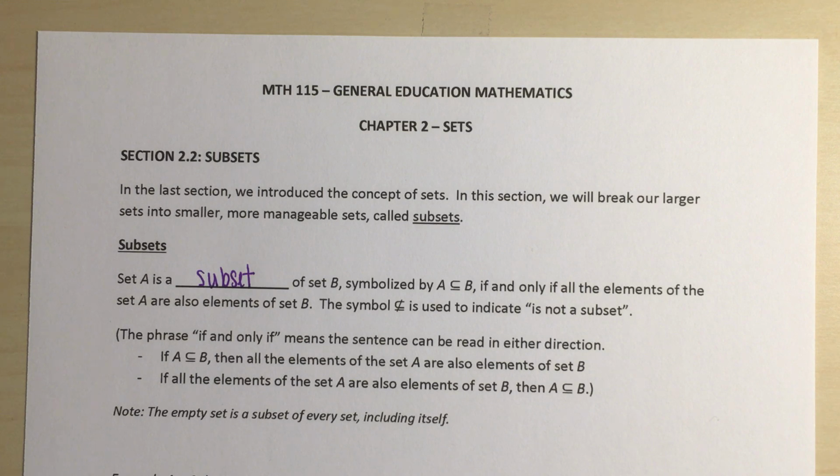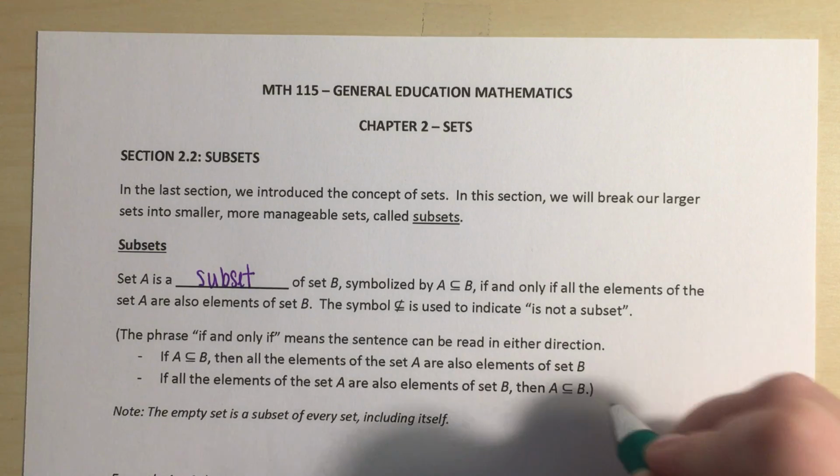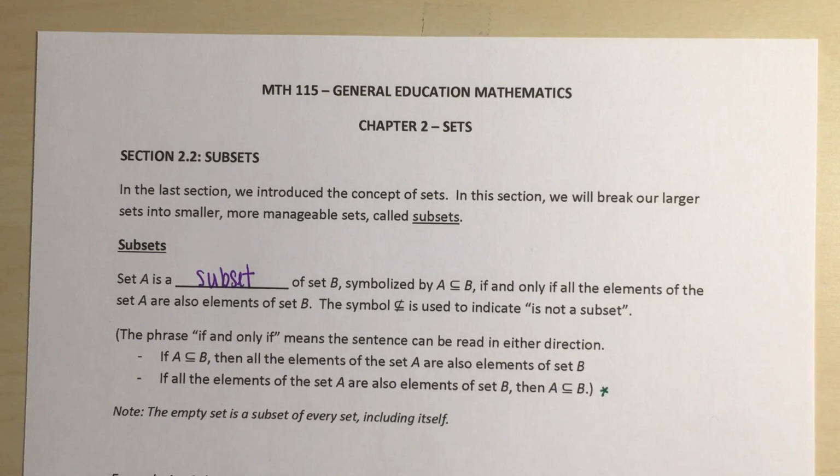We're going to look at if all of the elements of set A are also elements of set B, then A is a subset of B. That's how we're going to work through our problems and determine whether or not one set is a subset of something else. There is one little note down there at the bottom: the empty set is a subset of every set, including itself. As we're going through these, we will be seeing some problems where we might be dealing with the empty set and answering some questions about subsets for the empty set as well.